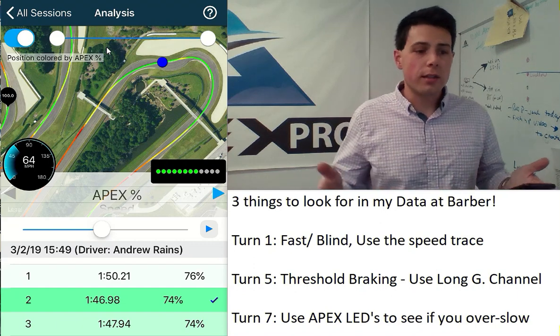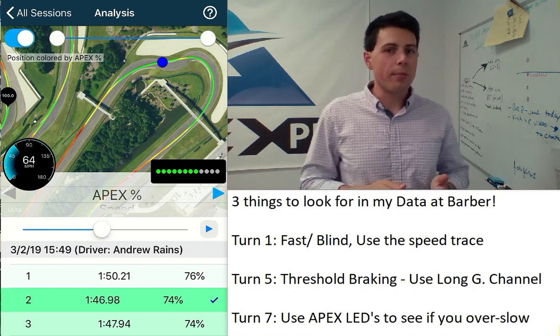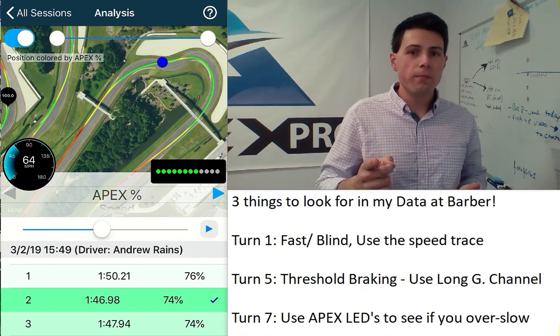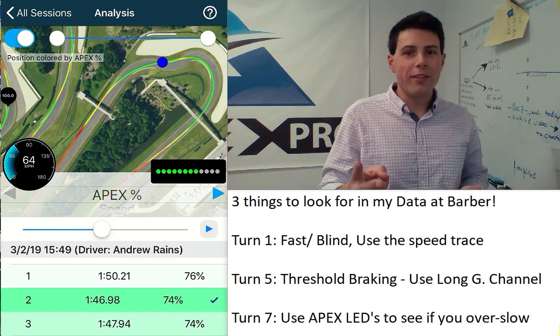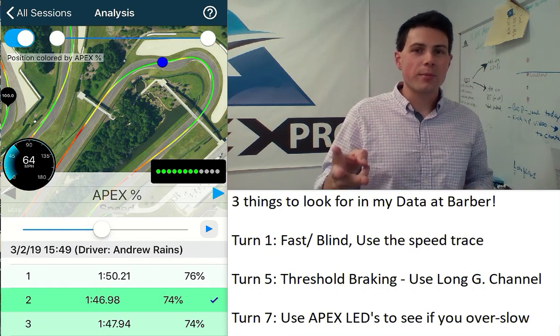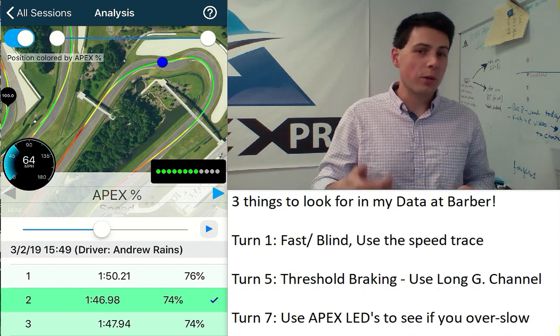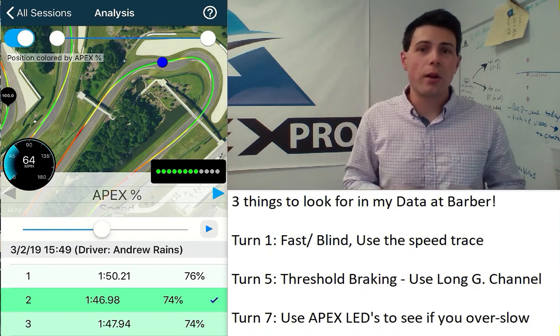So those are three things to look at at Barber Motorsports Park in your apex data: the speed trace in turn 1, the longitudinal G overlay on the satellite image in turn 2, and your Apex Pro LEDs in turn 5, and then turn 7 with your Apex Pro LEDs.